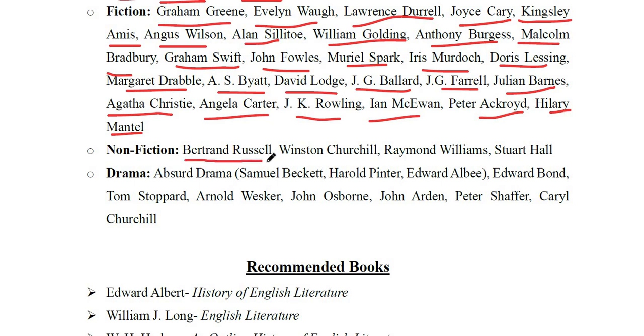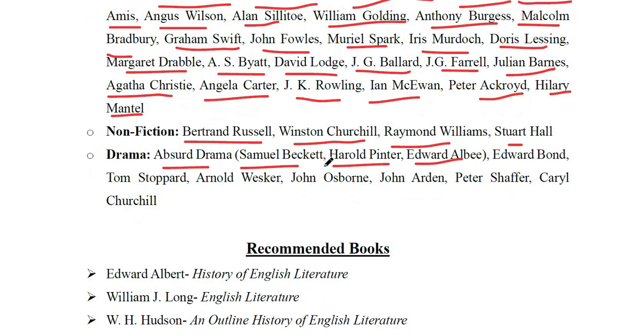In non-fiction, we have Bertrand Russell, the Nobel Prize winner, Winston Churchill, Raymond Williams, Stuart Hall. In drama, we have absurd drama, among them Samuel Beckett, Harold Pinter, and Edward Albee. Edward Albee was an American writer. These three people were so popular. Then Edward Bond, Tom Stoppard, Arnold Wesker, John Osborne, John Arden, Peter Shaffer, and Caryl Churchill. So these were the major writers of the various periods of the history of English literature.